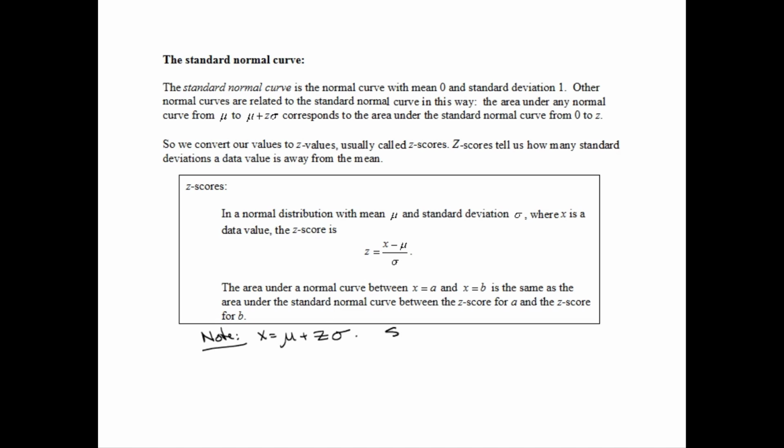Let's solve this for z. So what I'll do is x minus mu is equal to z sigma. And now I will divide both sides by sigma to isolate the z. And so now we end up with z equal to x minus mu over sigma. Get used to this formula. We'll be using it a lot.